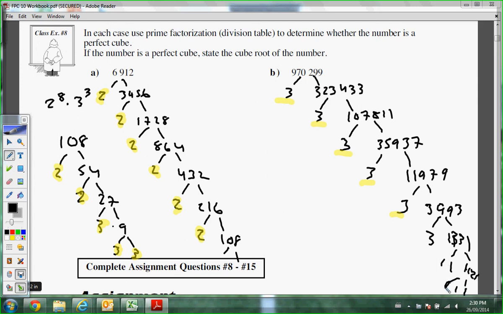Okay, so basically there is 3 to the 6th, and then 11 cubed. So that's divisible by 3, that's divisible by 3, so it is a perfect cube. Long story short there. Okay, and that would be it.